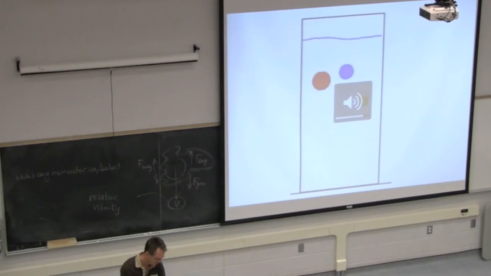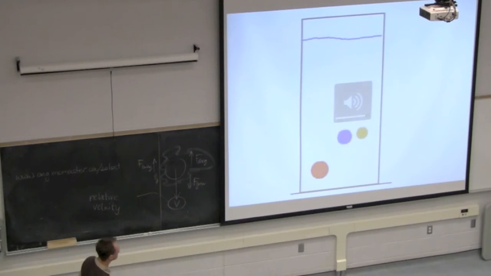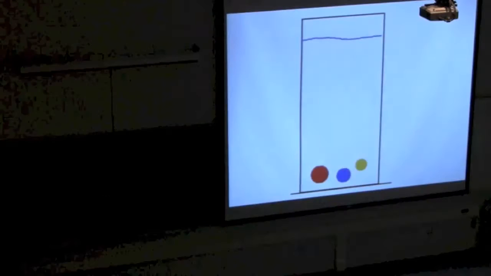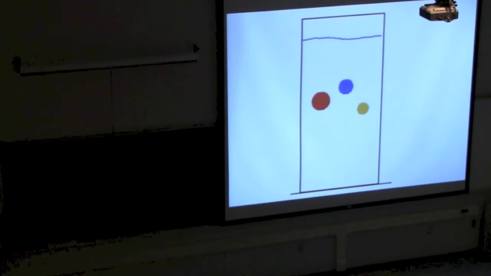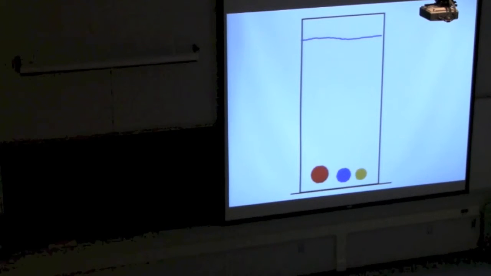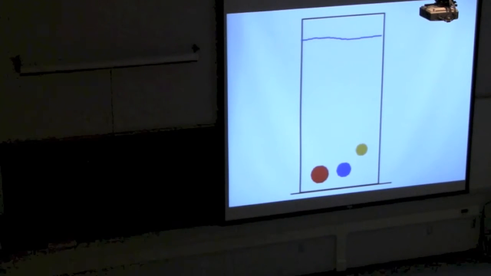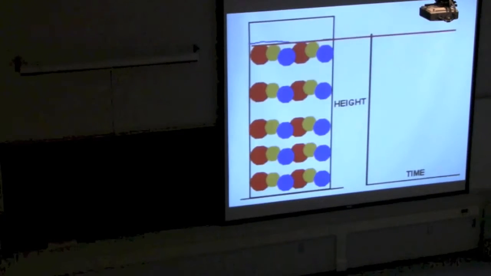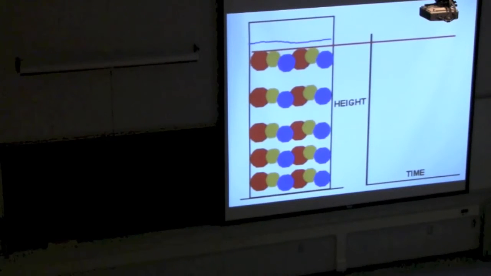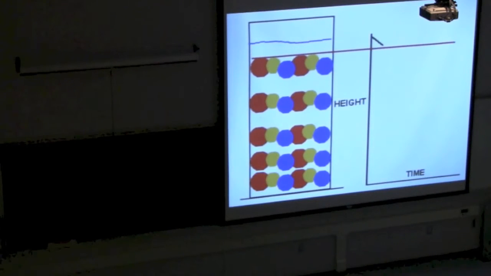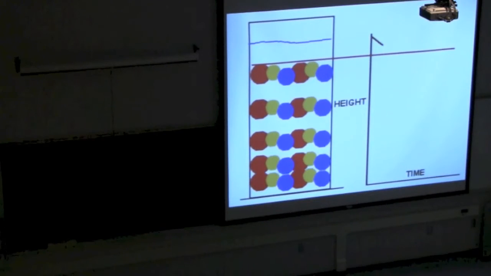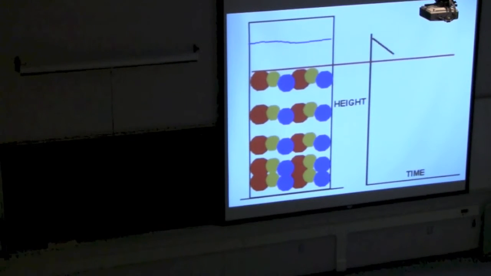Settle faster than the smaller ones. The red's the biggest, the blue's intermediate, and the yellow's the smallest. And basically they're settling without any interference with each other, which is why we say free settling. Happens at low concentrations. If we move above a concentration of about 1% by weight, then we move into hindered settling. We can see now we have the red, the yellow, and the blue particles again, but they're not settling like they were with free settling.